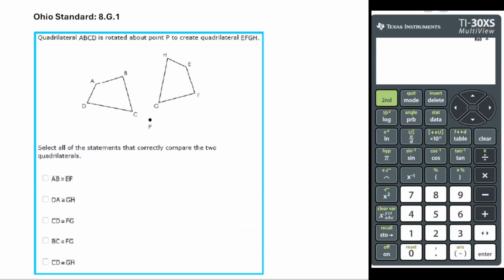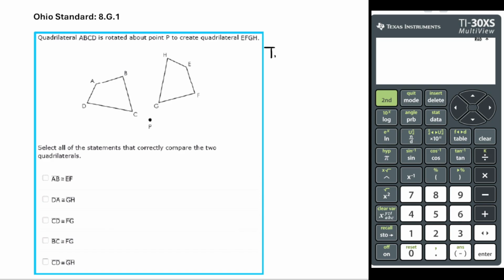All right, we are back for another Ohio State test standard review. Today we are doing standard 8.G.1. This is the start of the geometry standards, and this focuses a lot on transformations. So let's talk about the four types of transformations.